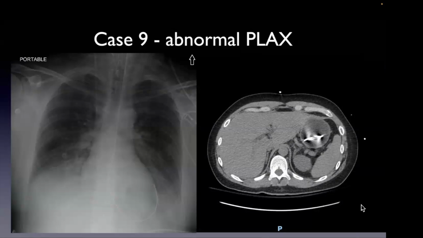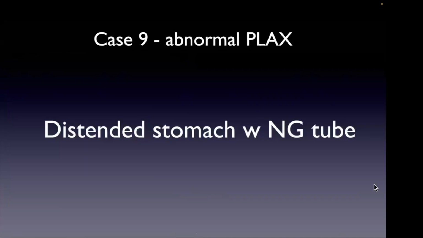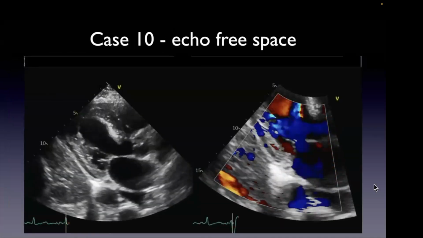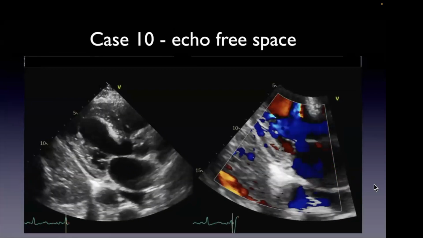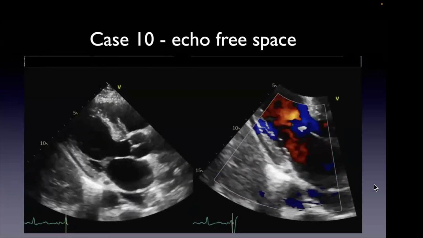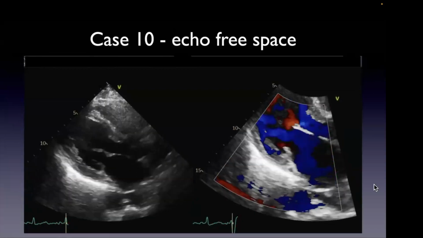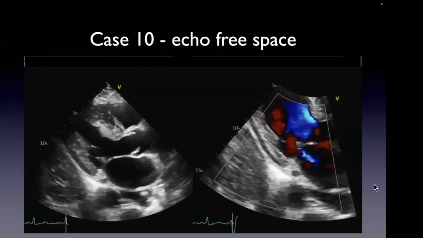So chest X-ray, CT. It's a very distended stomach, kind of pushing up. So I don't think on the CT scan it was above the diaphragm. So we just saw it quite prominently on the parasternal long axis. Wow. Oh, this one. Okay. Right.